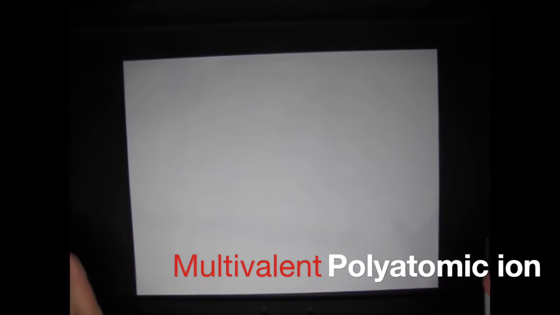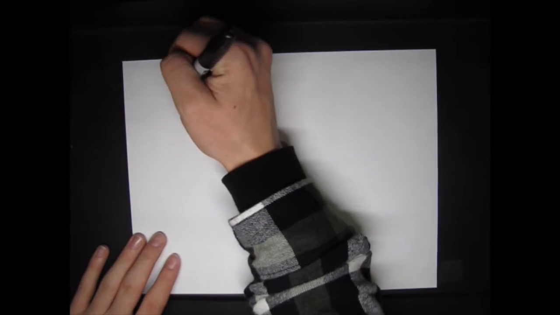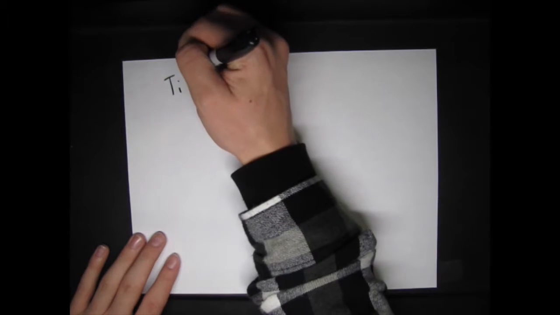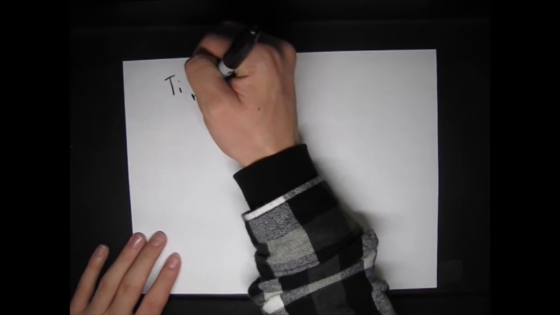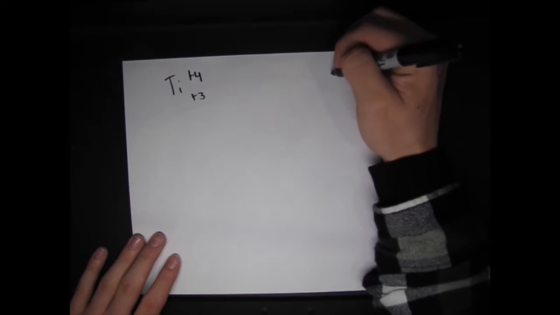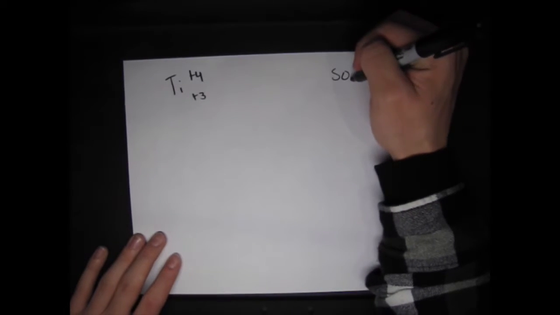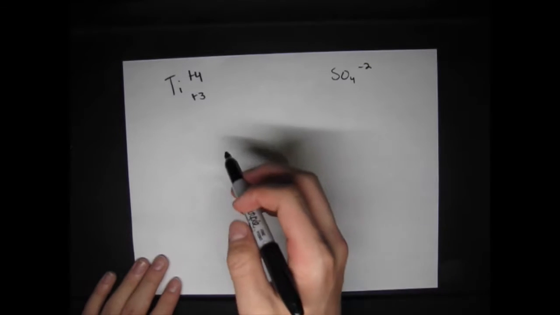So now I will be teaching you how to write a multivalent polyatomic ion. To write our multivalent polyatomic ion, we first need our multivalent metal, which will be titanium, which has two charges: +4 and +3. And for our polyatomic, we will be using sulfate, which has a charge of -2. I'll be using both +4 and +3 to show you what the chemical equation looks like for both.